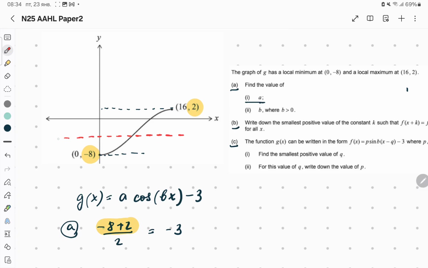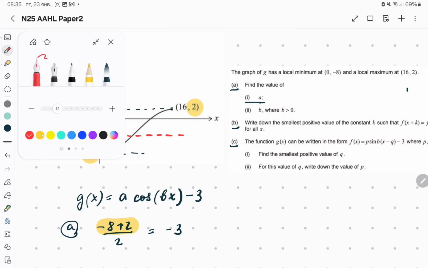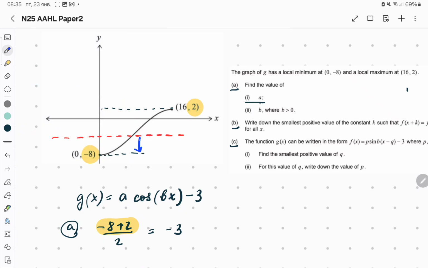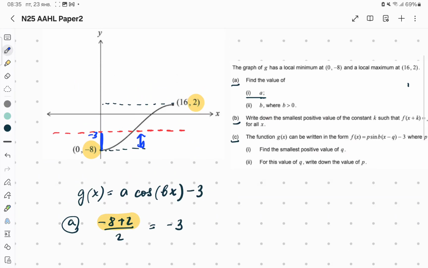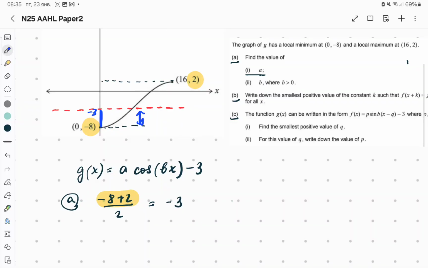So it is our principal axis. And the amplitude, the value of A, is the distance from the principal axis. So this is A, or this is A, it doesn't matter which we choose. Let's say that we will calculate at this distance first. So this distance is negative 3 and this distance is 5, right? The distance is 5. And since the function is reflected, our value of A is negative 5. So A is negative 5. This is the answer for part A.